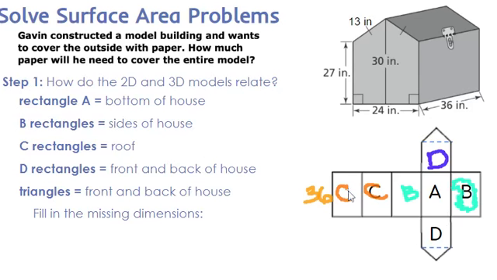Then I can go ahead and look at C. So C is going to be this right here, which we can see that both of the sides of the roofs have the same measurement, again, because of that little line drawn right there.